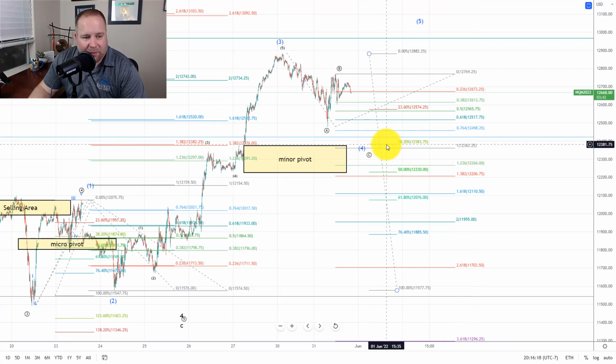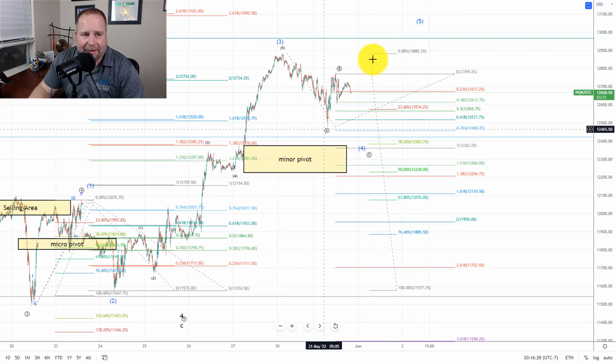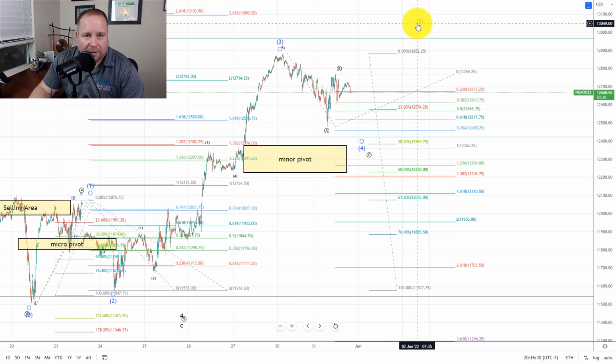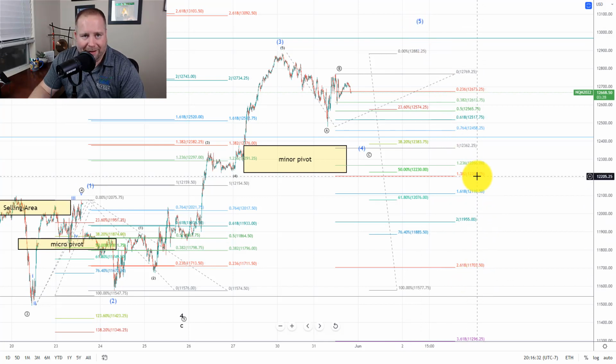So if we are going to get the C wave down, we should see this support zone here hold for the bulls, this 12.362 to 12.383 area, and then a move higher in wave 5 to take out this wave 3 high to give us 5 up to complete wave 1, and then we'd be looking for a wave 2 pullback off of that.